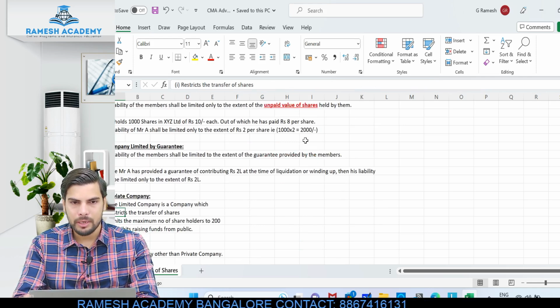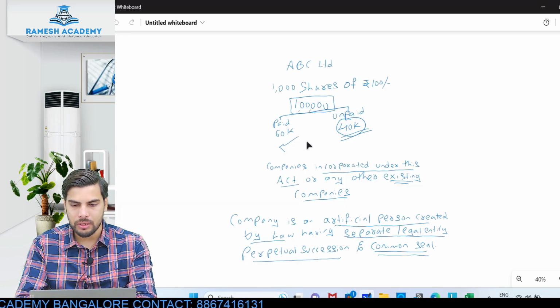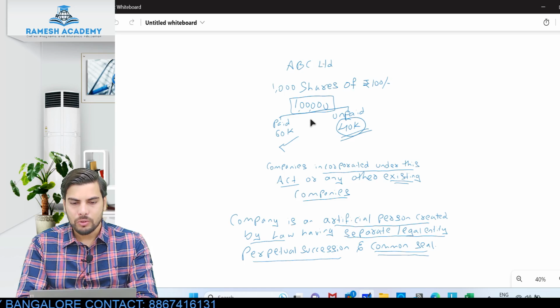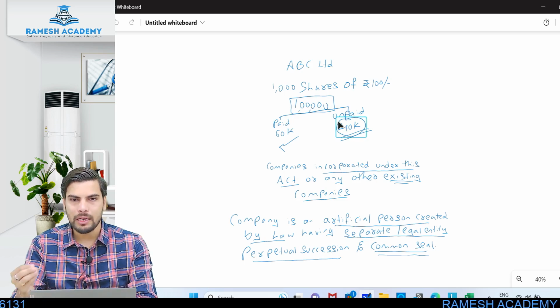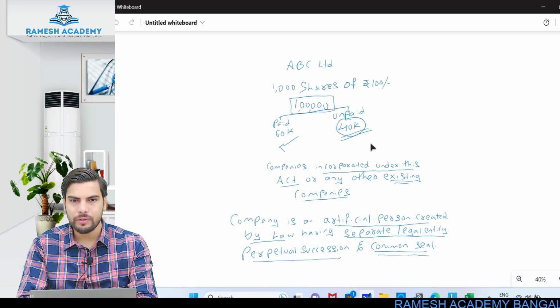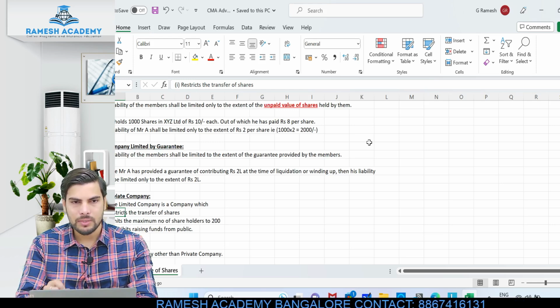Company limited by shares. Remember, the liability of members will be limited only to the extent of what? Unpaid value of the shares which is held by them. If you remember this example: if Mr. A is holding 1000 shares of 100 each, total capital will be 1 lakh. Out of this 1 lakh, if he has already paid 60,000, his liability will be restricted only to the extent of balance unpaid value of the shares held by him, that is 40,000. So at no point of time can the company demand more than 40,000 rupees from this shareholder, because the liability of a shareholder is always limited to the extent of unpaid value of the shares held by him.